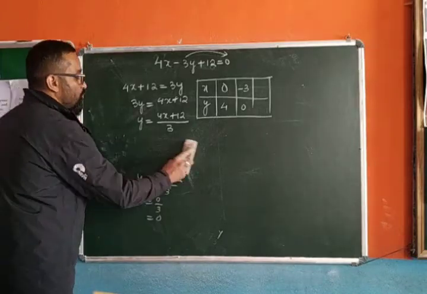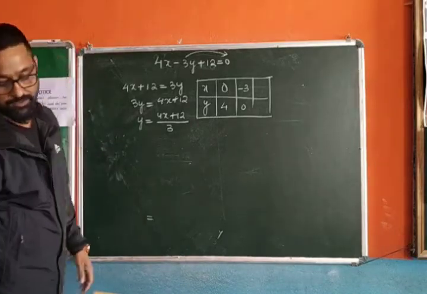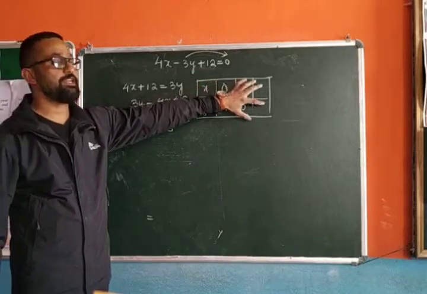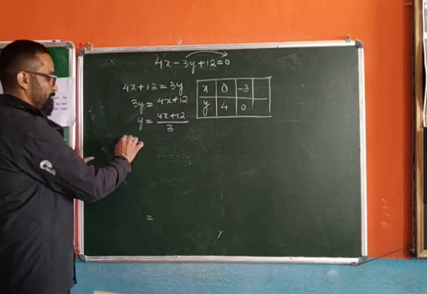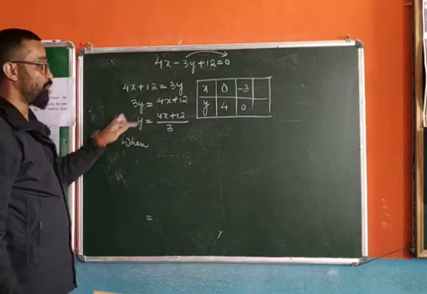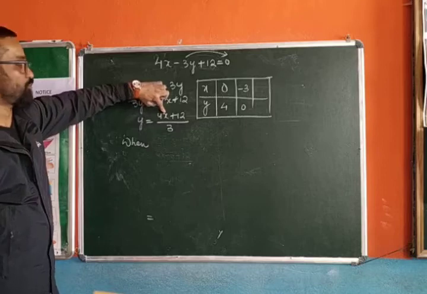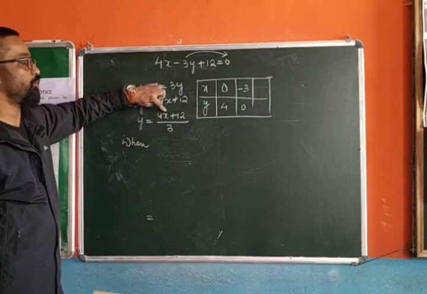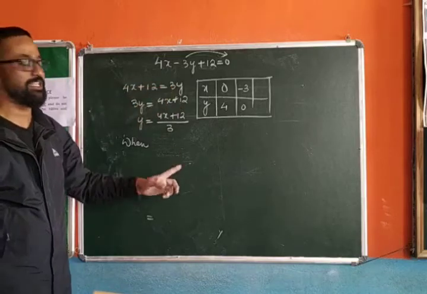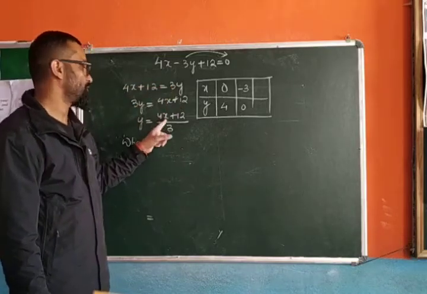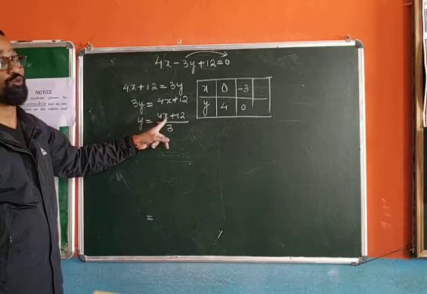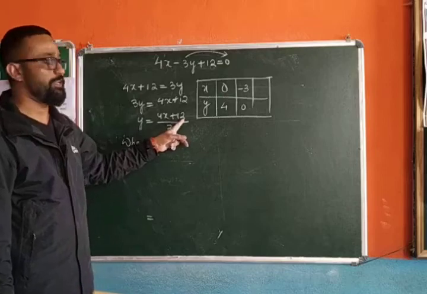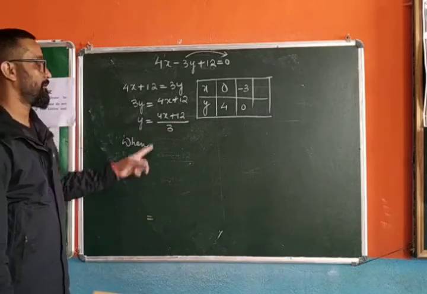Now we have to calculate the third value of x and y. When you go for 1, 4 into 1 is 4, 12 plus 4 is 16, which is not divisible by 3. Take 2: 4 into 2 is 8, 8 plus 12 is 20, 20 is not divisible by 3.